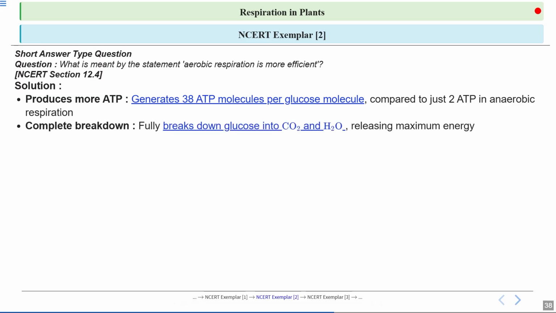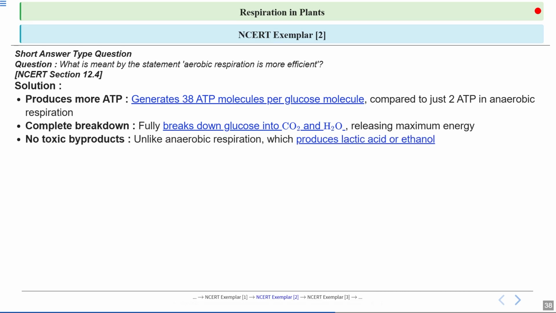If we talk about aerobic respiration, there is complete breakdown of glucose. That is, glucose is fully broken down into carbon dioxide and water, releasing maximum energy. So the aerobic process is more energy efficient. Now the third thing is about toxic byproducts. Aerobic respiration does not produce toxic substances, but anaerobic respiration can create various toxic substances like lactic acid or ethanol, which can be harmful if they build up.